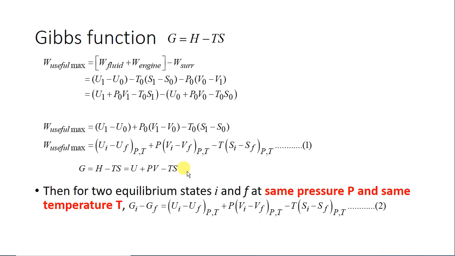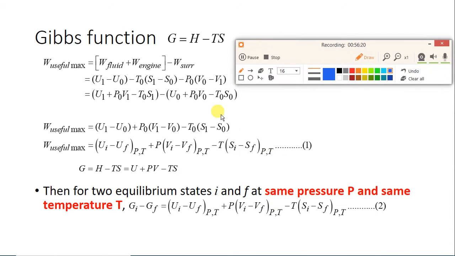Okay, see this equation of G. So Gi minus Gf will be equal to Ui minus Uf when pressure and temperature is constant, plus T times Vi minus Vf when pressure and temperature is constant, minus T times Si minus Sf when pressure and temperature is constant.